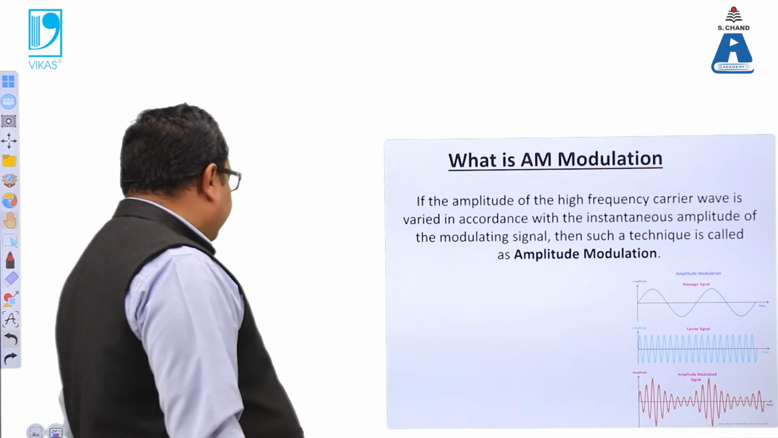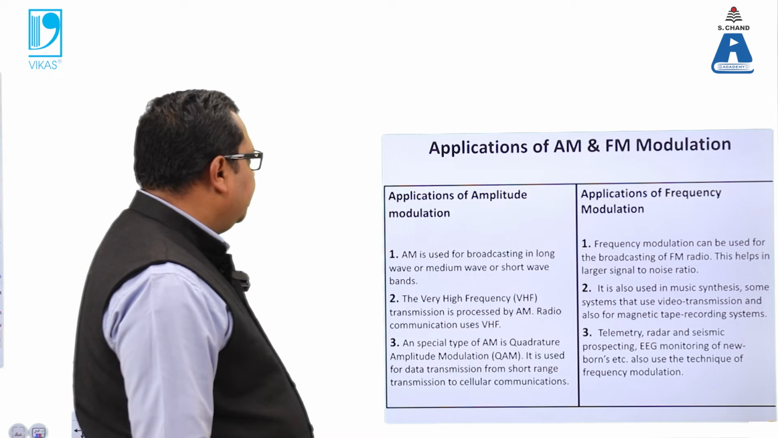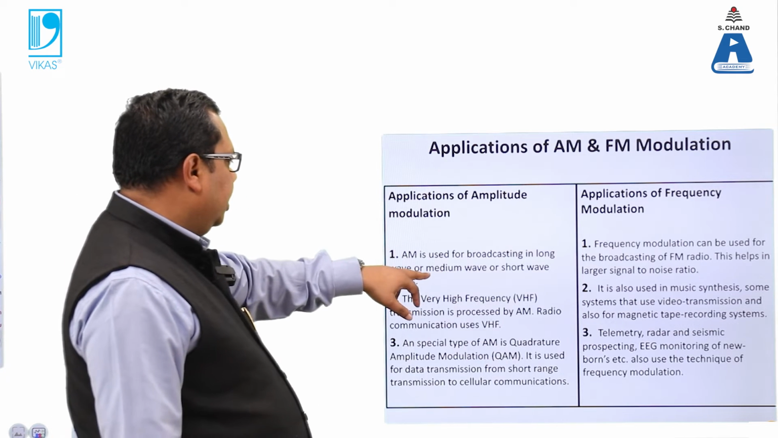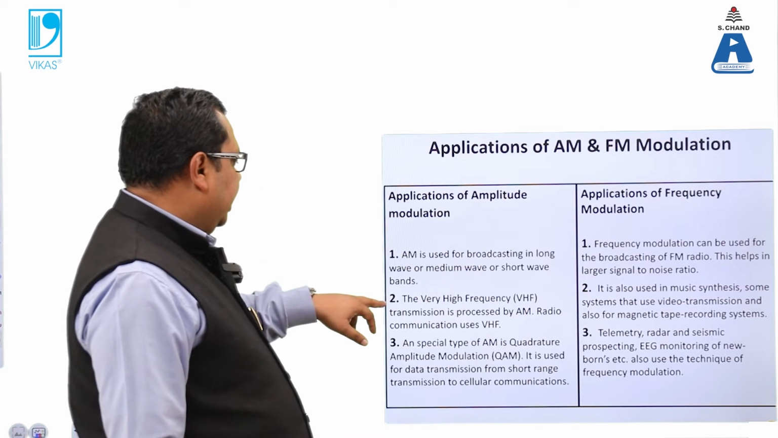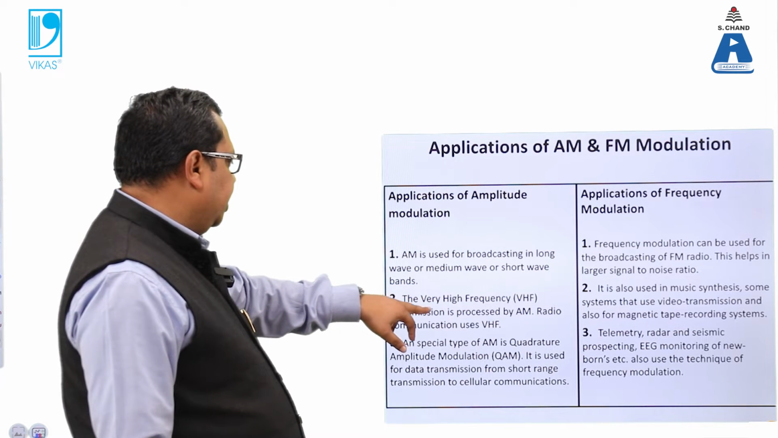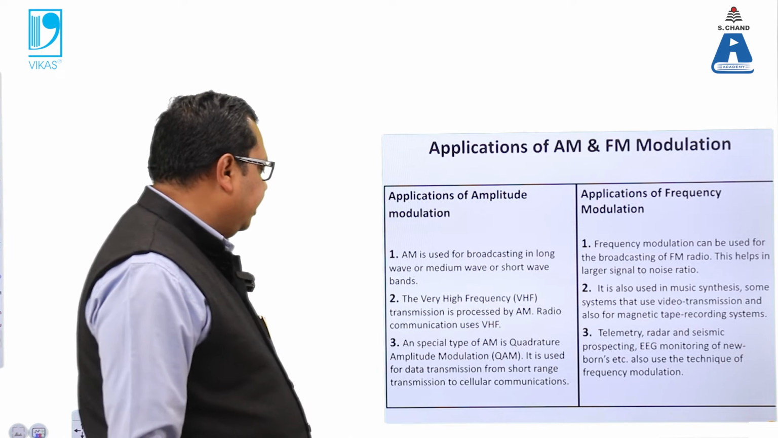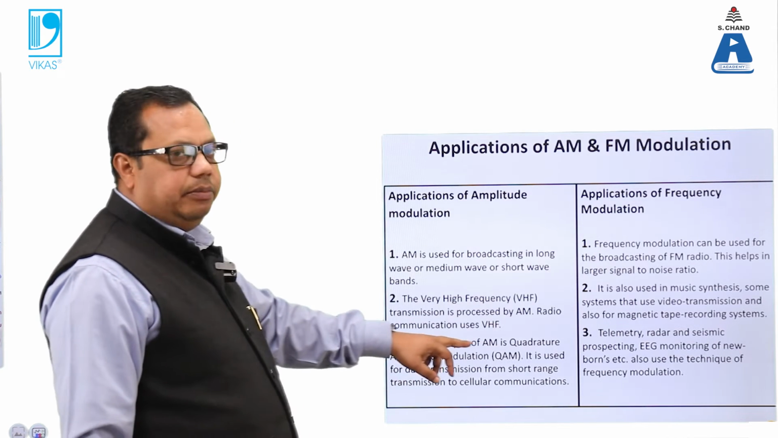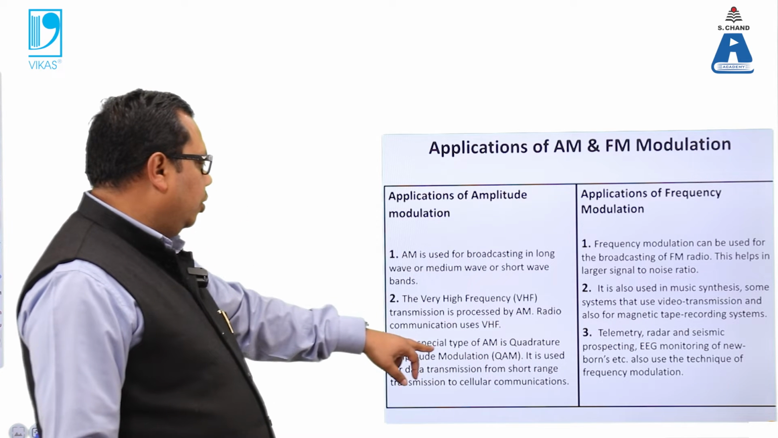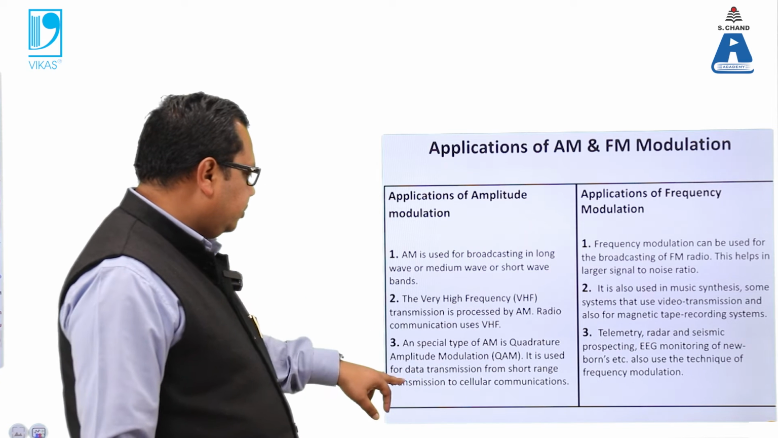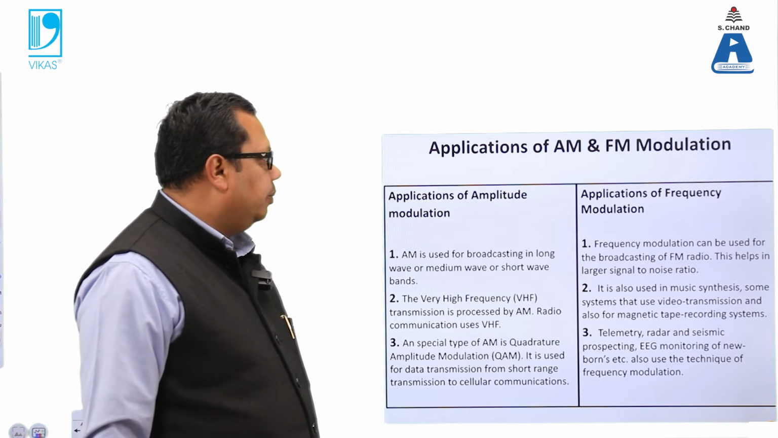Then we have the applications of AM and FM modulation. The application of amplitude modulation is used for broadcasting in the long wave or medium wave. Then the very high frequency VHF transmission is processed by AM, radio communication with a very high frequency. And a special type of AM is quadrature amplitude modulation. It is used for data transmission, from a short range transmitter to cellular communication.